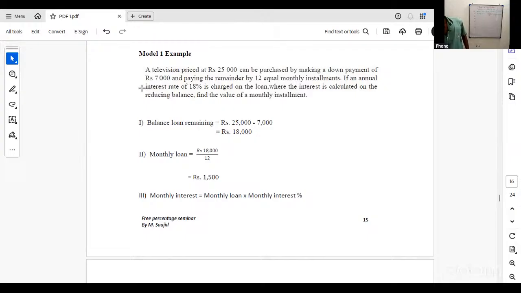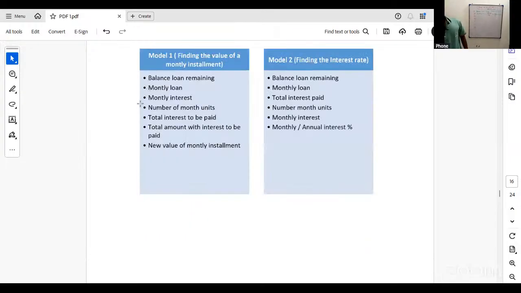Now the second step is also done. We found the monthly loan also. Third step is what? To find the monthly interest. Now, how to find the monthly interest?